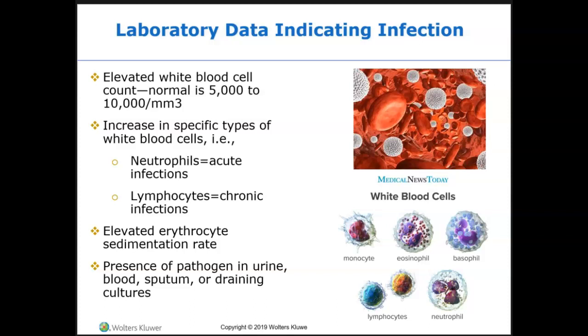Hey, this patient's neutrophils are elevated, or we'll call it a left shift. You're going to learn more about what a left shift is in block two. And we'll also talk about the left shift when we talk about the immune system and white blood cells much later on in block one. You might see presence of pathogens in your urine, blood, sputum, draining cultures, wound cultures, all kinds of things, okay?